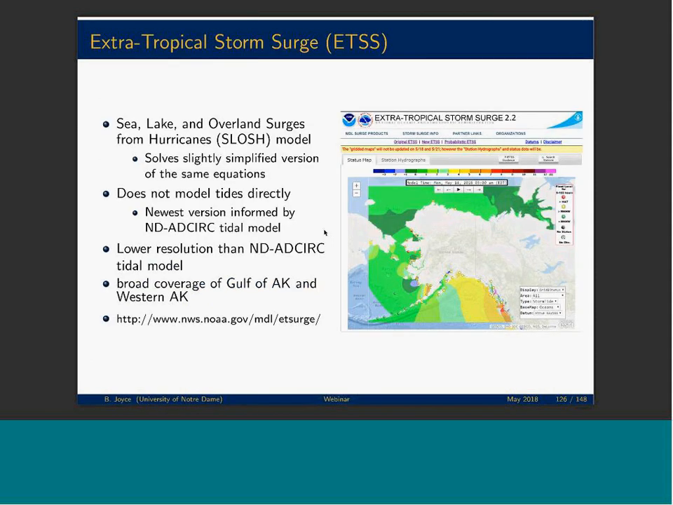So the Extratropical Storm Surge, or ETSurge, model has the coverage for a storm surge model in this region, but doesn't have the resolution or full physics that the ADCIRC model that we're working on, or the models in other areas of the country, have. This is the SLOSH-type model, which solves similar versions of the same equations, just slightly simplified and in a certain framework. So it can't have the same high resolution that we have in specific areas, especially over this larger region. And it does not model tides directly. The newest versions of these models are actually informed by the tidal model that we've developed. It does have very good coverage of the entire region.